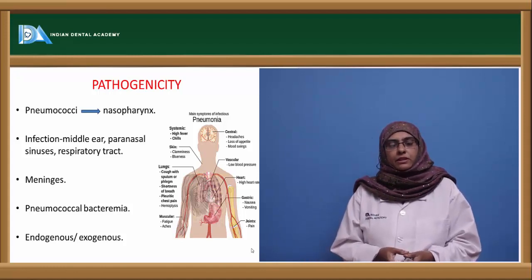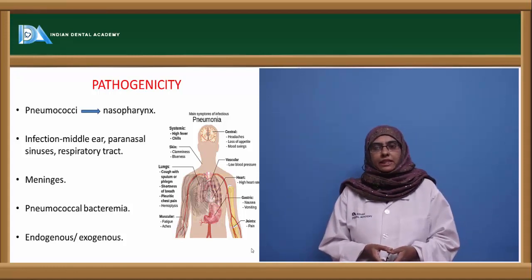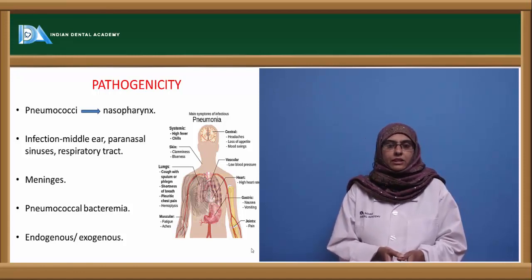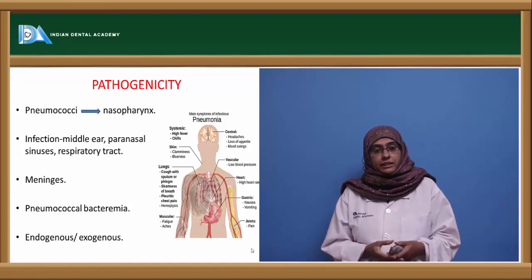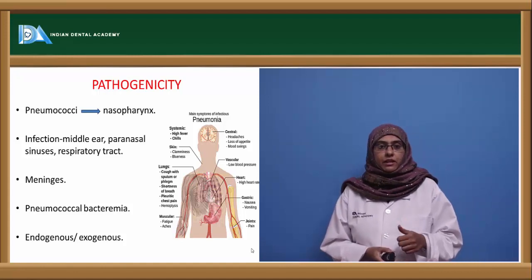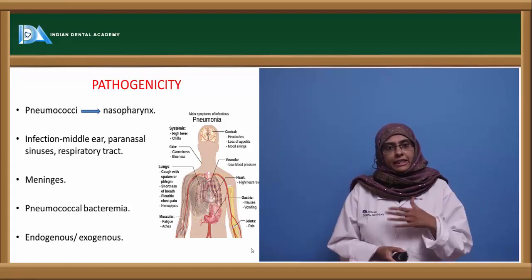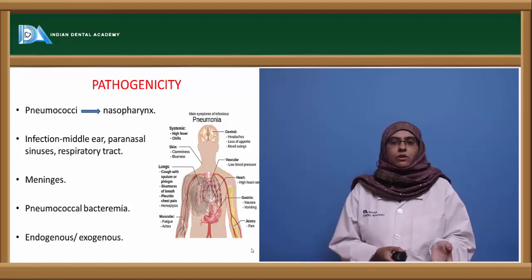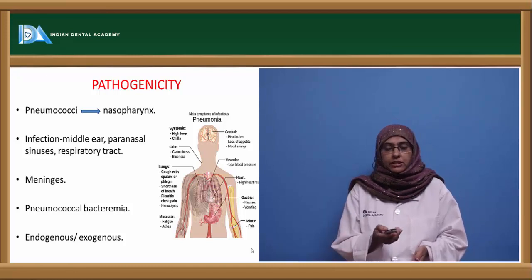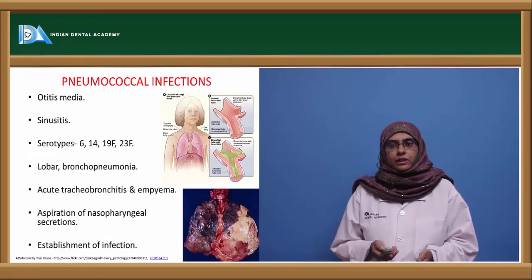And apart from this, this organism can be very well seen in the blood in the early stages of the disease, and hence it is called pneumococcal bacteremia. This infection can either be endogenous or exogenous. When a large amount of virulent strain infects the host, it is called an exogenous strain, and type 3 is mostly involved with this exogenous pathogenesis of the human host.